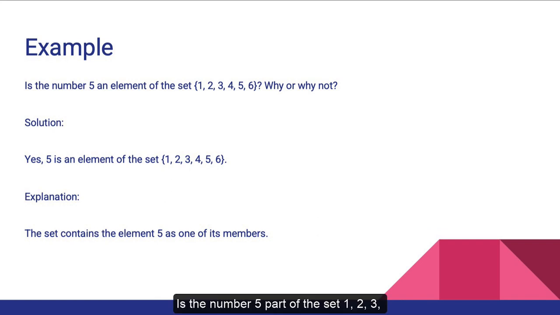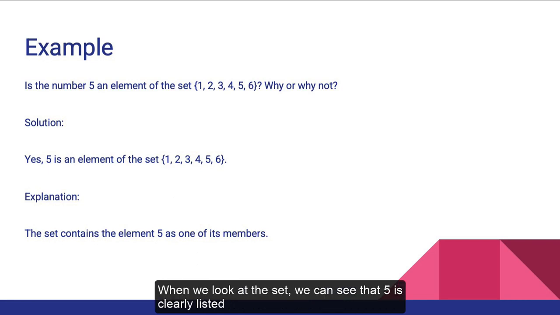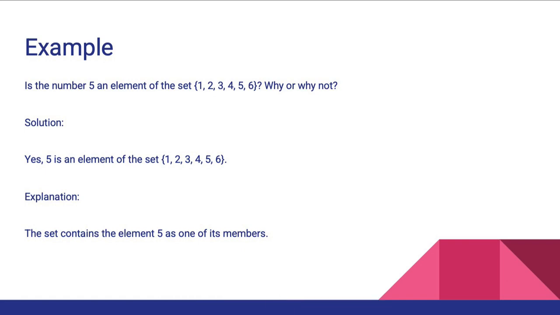Is the number 5 part of the set {1, 2, 3, 4, 5, 6}? The answer is yes. When we look at the set, we can see that 5 is clearly listed among its members. So 5 is indeed an element of this set.